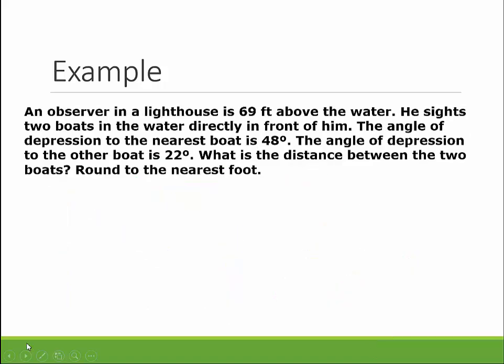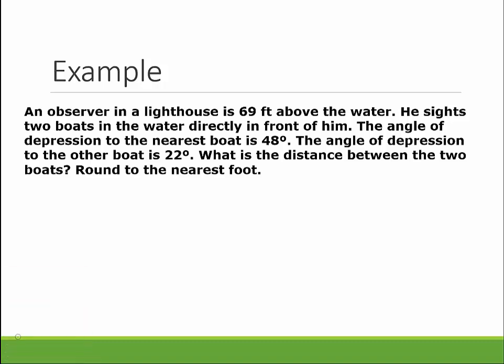So let's say an observer in a lighthouse is 69 feet above the water. He sights two boats in the water directly in front of him. The angle of depression to the nearest boat is 48 degrees, and the angle of depression to the other boat is 22 degrees. What's the distance between the two boats?